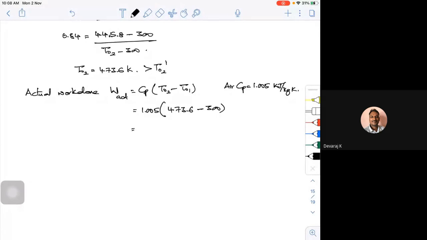If I put it into my calculator, you have to be very careful. Your Cp is substituted in terms of kilojoules, so my W will be in kilojoules. So W actual is equal to, I am getting, 174.46 kilojoules per kg. Why this particular thing actually? Because I am trying to substitute the value, as the mass flow rate is 1.